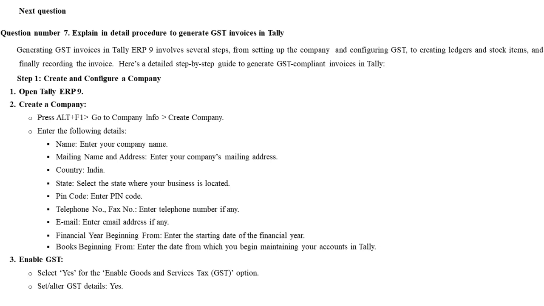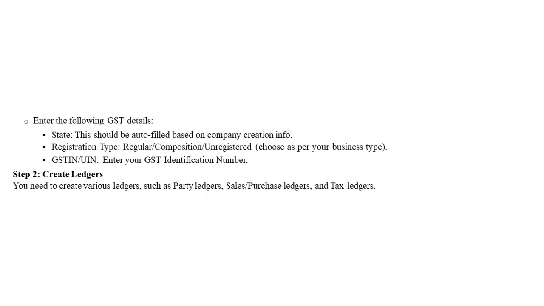3. Enable GST. Select yes for the Enable Goods and Services Tax (GST) option. Set/alter GST details: yes. Enter the following GST details. State: this should be auto-filled based on company creation info. Registration type: regular, composition, unregistered. GSTIN/UIN: enter your GST identification number.